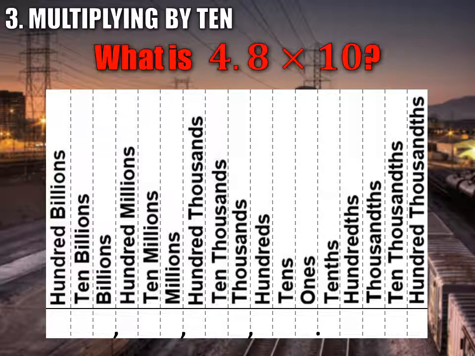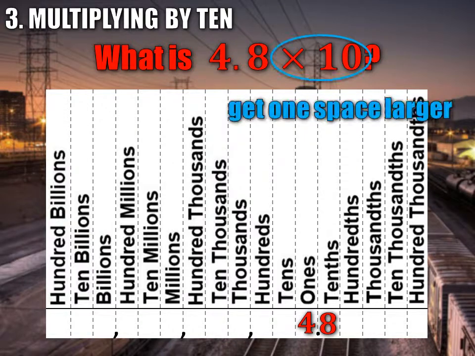Here's a problem where the basic add a zero rule completely fails. If we're going to do 4.8 times 10, if you were to just add a zero to this, you would still have the same number, 4.8. That rule doesn't work. The add a zero rule breaks when you have a decimal value. But the get one space larger does not fail. So if we have 4.8 times 10, we need to make this one space larger. So we're going to take our 4.8 and we're going to move it over one space. And now you see that this is no longer the number 4.8, it's the number 48. And 48 is one space larger than 4.8. You can see that it now comes out to the tens place. It's one space larger.